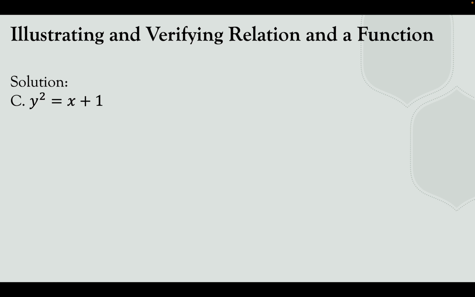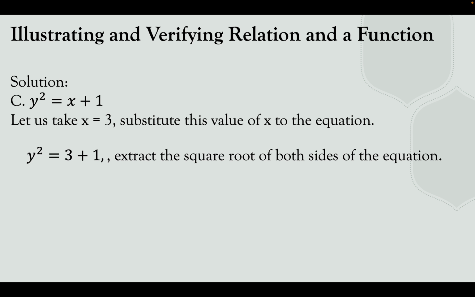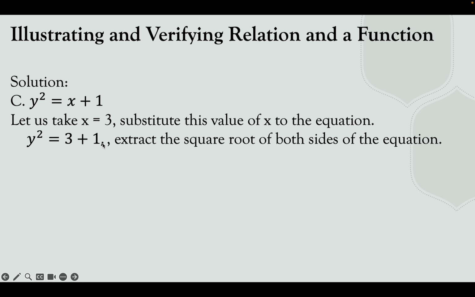Example C, we have y squared equals x plus 1. So let us take x equals 3. Again, if you're going to represent the value of x, class, you can use any values. So substitute the value of x to the equation. So we have y squared equals 3 plus 1, which is 4. Class, how do we extract y here? We need to take the square root of both sides to get the value of y.